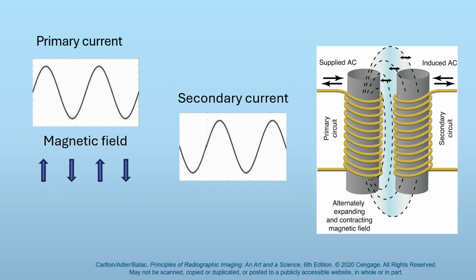But that's a transformer in a nutshell. You power the first coil with alternating current. You create a changing magnetic field. The second coil experiences a changing magnetic field. And so there's an induced current formed in the secondary coil. By Lenz's law, that secondary current, the induced current, is in opposition to the primary current.